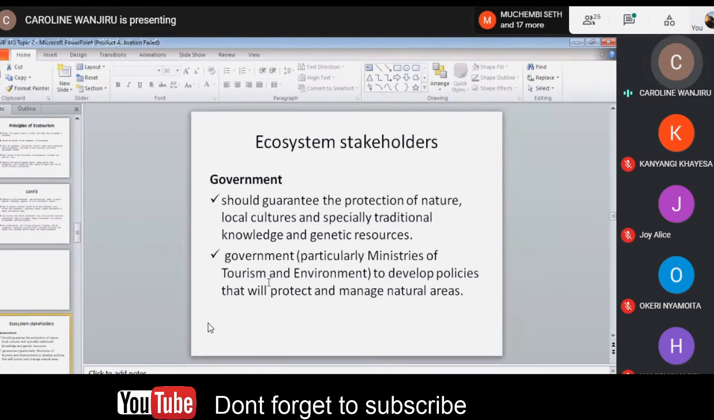So one of the stakeholders is the government. So what should the role of the government be? The government should guarantee the protection of nature, local cultures, and especially traditional knowledge, and also genetic resources. So that is the role of the government. They should come up with policies to make sure that all these are taken care of.